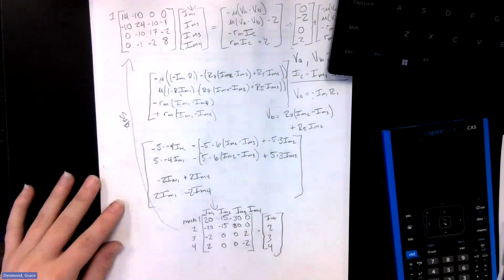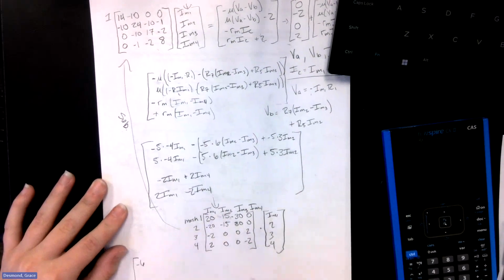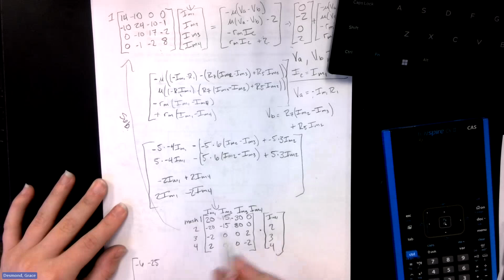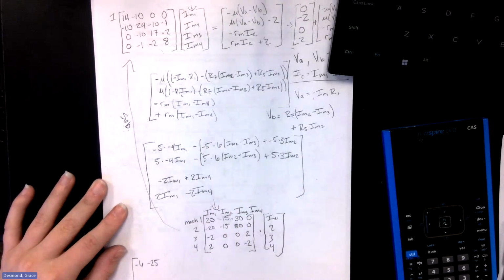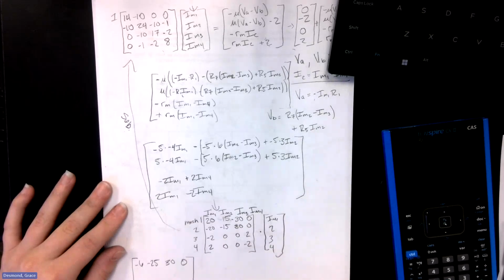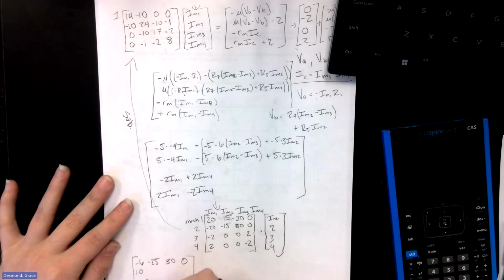So 14 minus 20, right? What's that? Negative 6. Now, negative 10 minus 15. 5, 0 minus negative 30. 30, 0 minus 0. Yay. Now, next row. Negative 10 minus negative 20. This is a review for circuit one.